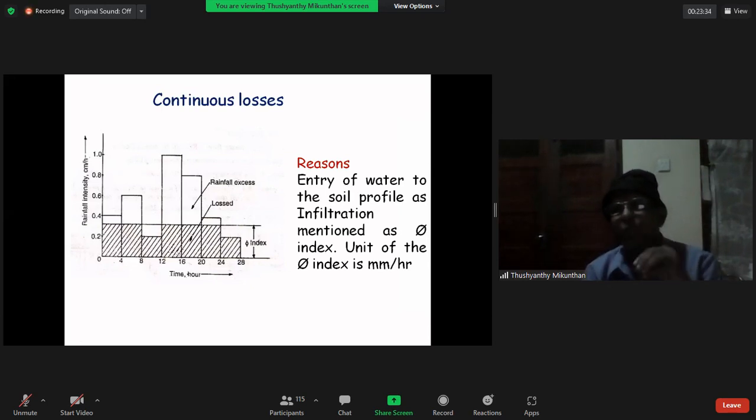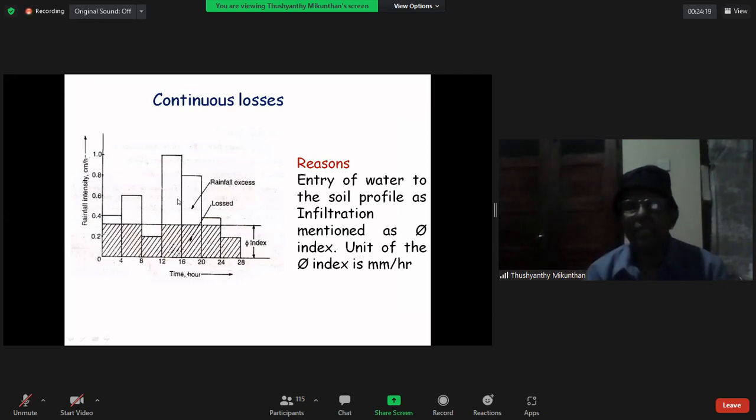While doing the practical infiltration, you can observe that after a certain time you get a constant reading from the double ring infiltrometer. That is the phi index, or infiltration of the soil. Here see, this is the horizontal line, this is the phi index. These are losses, and these are rainfall excess.